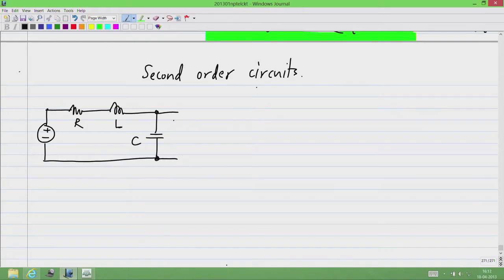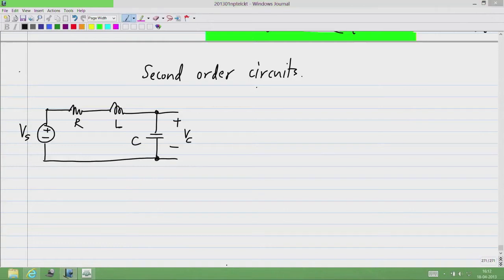And I will assume that we are interested in the capacitor voltage Vc. Now, this is not necessarily always the case. It could be that I am interested in the current or the voltage across the resistance. I can write down the differential equation in terms of any variable. I could write it in terms of Vc, I could write it in terms of IL or VR or anything else.